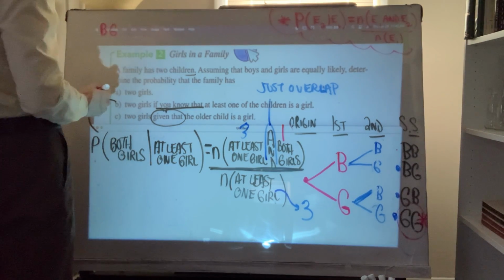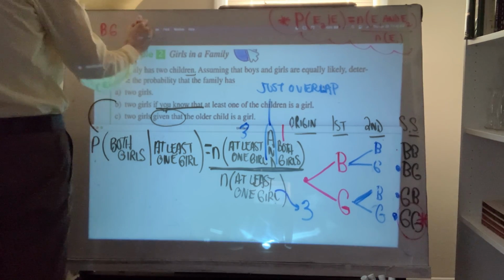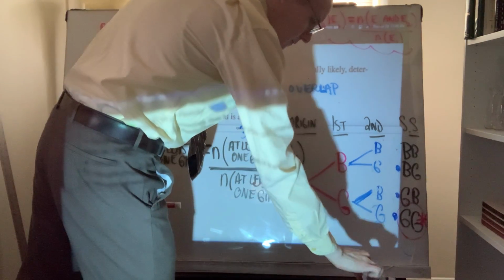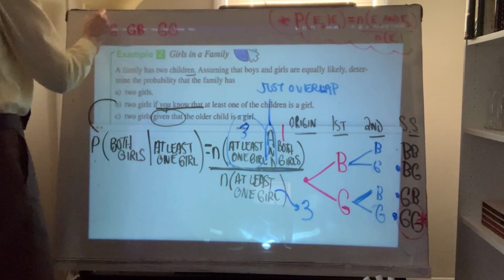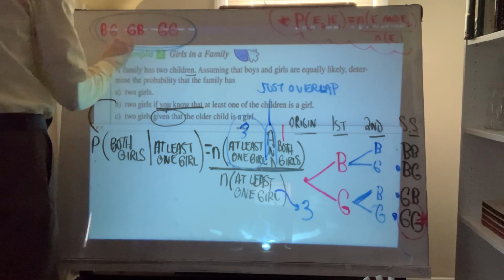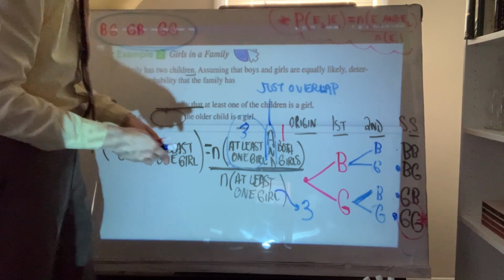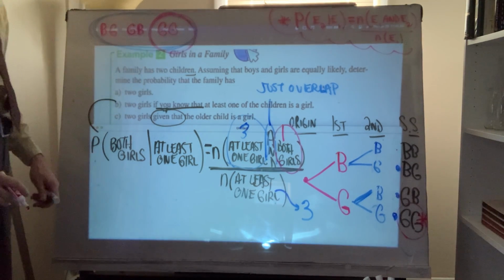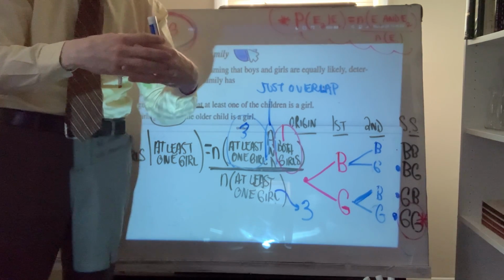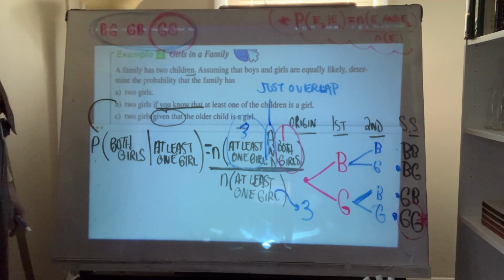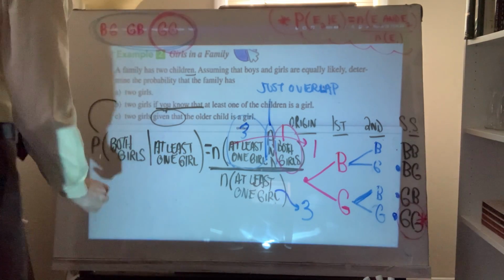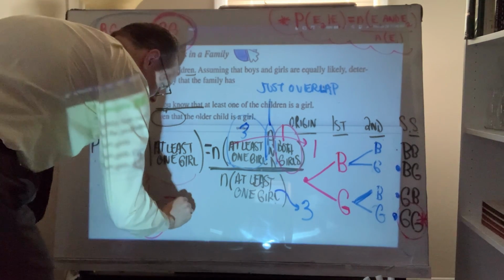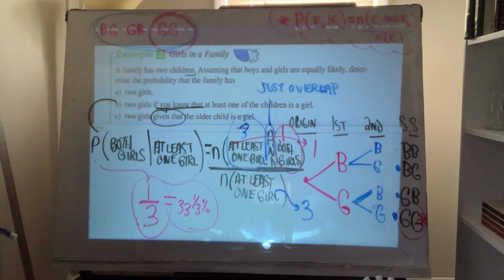BG, GB, and GG. The at least one girl situation would be all 3 of these, and the both girls situation would be just this one. So how many are encapsulated by both of these circles? Just one. So the top figure up here would be 1, and therefore the probability would be 1 out of 3, 1/3, or 33 1/3% probability, if you like percentages.